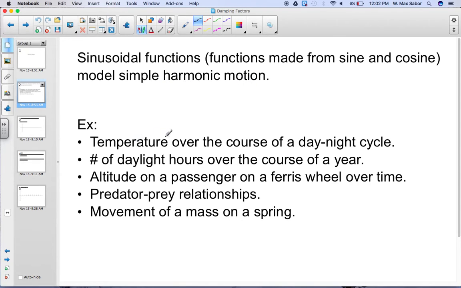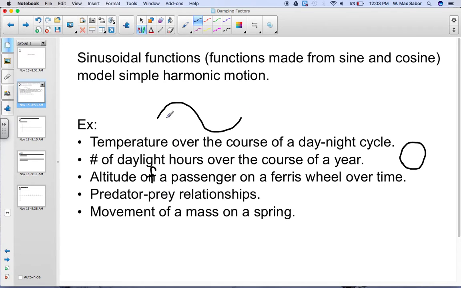So some examples of simple harmonic motion: if we take temperature over the course of day and night, it rises during the day and then falls during the night. The number of daylight hours over the course of the year: during the summer, it's at a peak, and in the winter, we have very little daylight. Altitude of a passenger on a Ferris wheel over time. So the person rises, then they fall, hopefully not faster than the Ferris wheel, and that still follows this sinusoidal pattern.